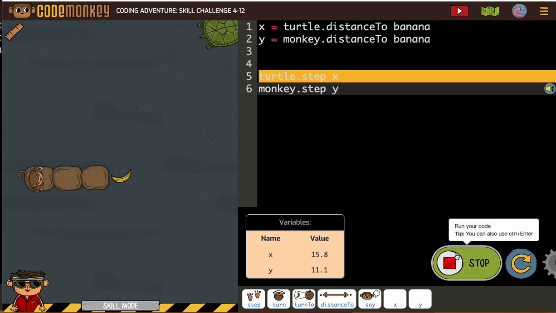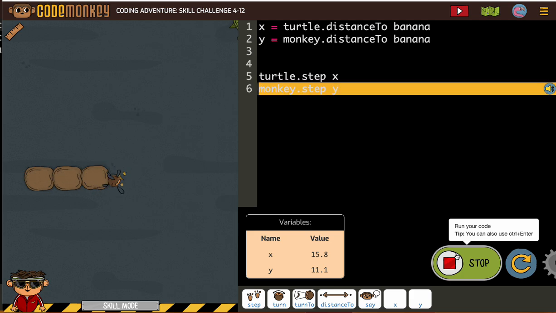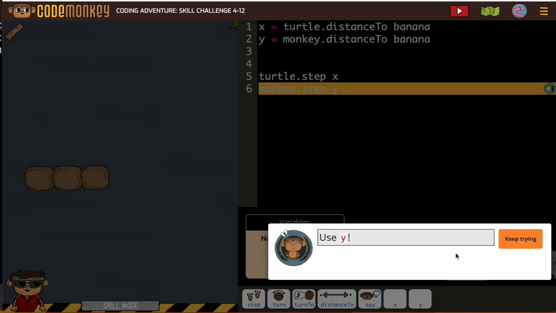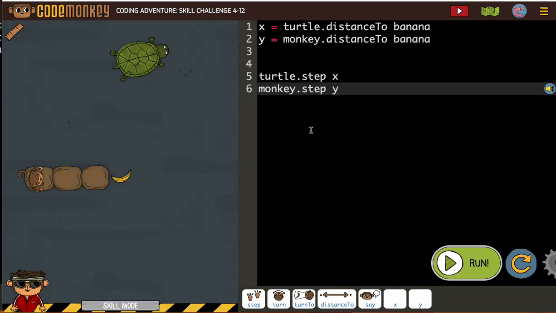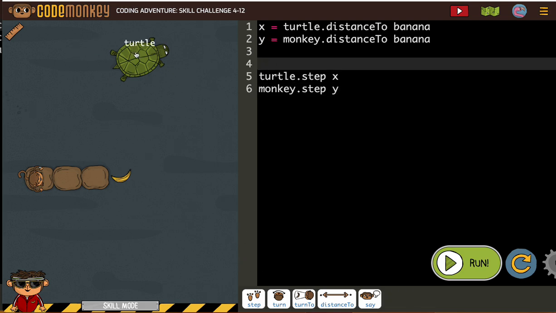So they're showing us all different ways. Oh, yeah, that didn't work. What I failed to do was have the turtle turn to the banana. Missed the step. I just got so excited.